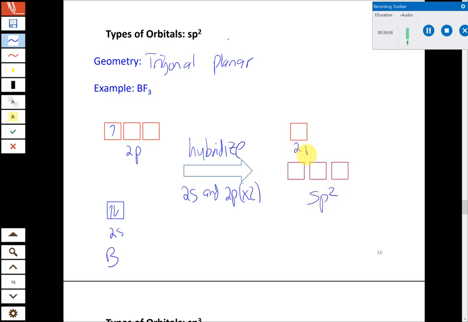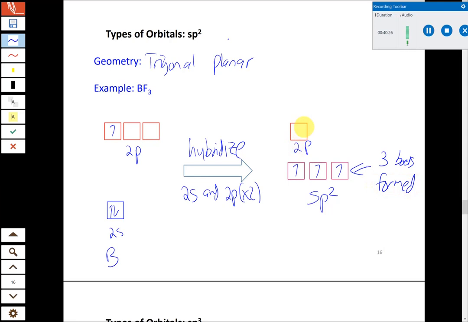And then one of the three p orbitals is still going to be empty. So then what happens here is that the three valence electrons that are in boron are going to rearrange themselves into these sp2 orbitals, and then these three unpaired electrons that are now in three identical orbitals, all 120 degrees apart, are going to overlap with the outer fluorine orbitals to form the three identical bonds.